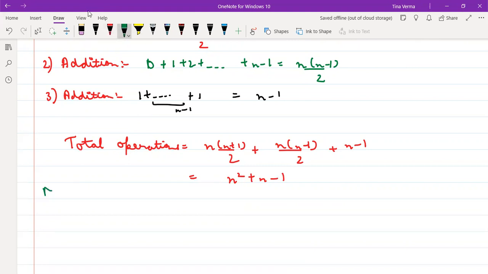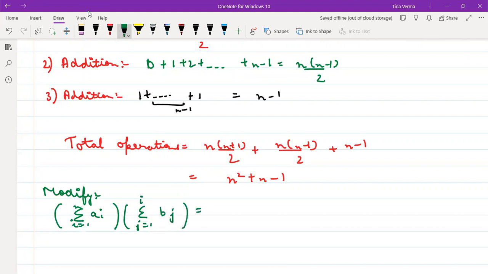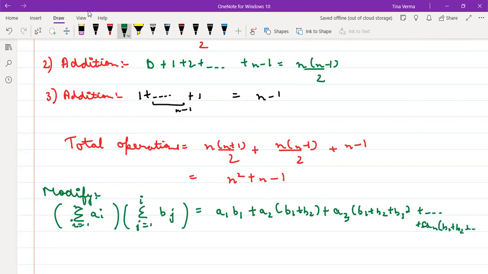So now we can modify it. We have just seen that we have done the nesting. So if we modify this, it is the sum for i equal to 1 to n of a_i, and then the sum for j equal to 1 to i of b_j. If you calculate this way, you will get a1 b1. The first term will be the same, but in the next, this will be a2 into (b1 plus b2), right? This term will become a3 into (b1 plus b2 plus b3), and so on, right? And the last term will be an into (b1 plus b2 up to bn).